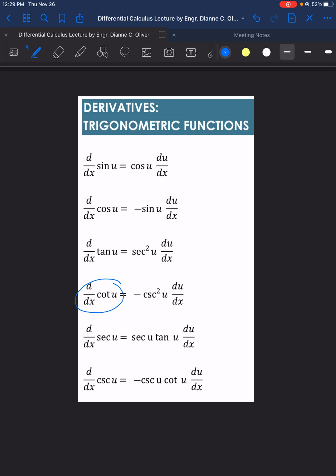For the derivative of cotangent u, the answer is negative cosecant squared u, then derivative of u. For the derivative of secant u, the answer here is secant u tangent u, then derivative of u. For the derivative of cosecant u, the answer here is negative cosecant u, cotangent u, and the derivative of u. Now always remember that the derivative u here is the derivative of the angle u.